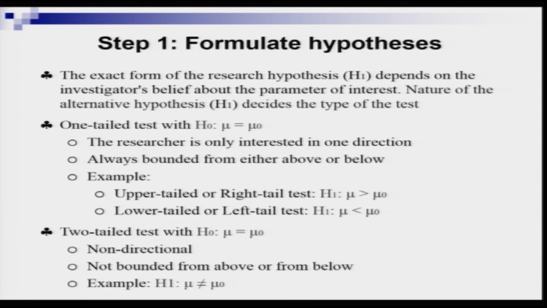Now, we move on to the case of the two tailed test. It starts with the null hypothesis mu equal to mu naught as usual, and this is different from the previous one because now it is non-directional, whereas the earlier one was unidirectional. As it is non-directional, there is no bound from either above or below, as was the case in the one tailed test. So the alternative hypothesis is mu not equal to mu naught. Going back to the demand function example, we can write H1 as beta not equal to 0. Then the beta value could be either positive or negative.